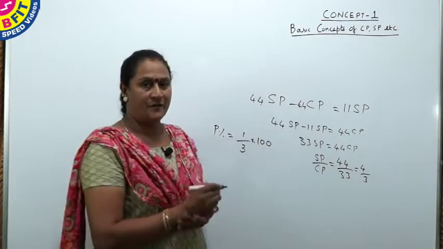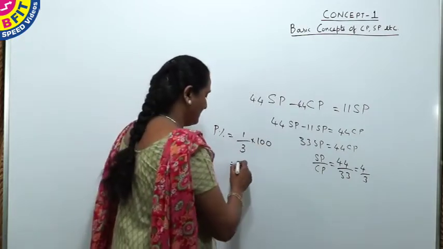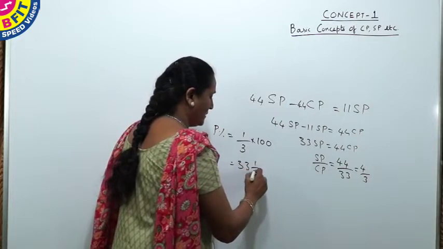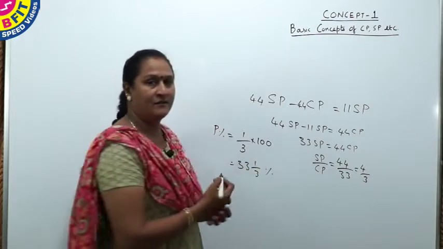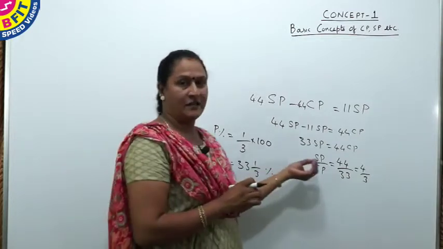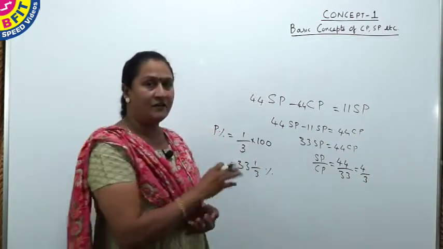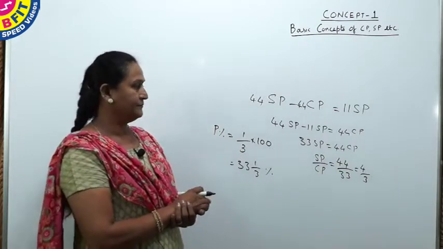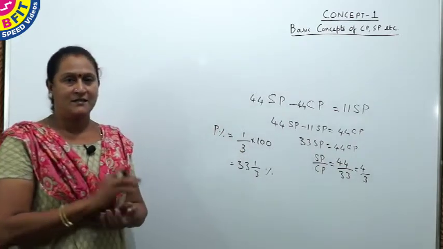Now what is the profit percent? 100 by 3 is 33 1 by 3%. Now you can see, instead of doing any heavy working, by getting the ratios, we can easily arrive at the required answer. So we'll see the next example.